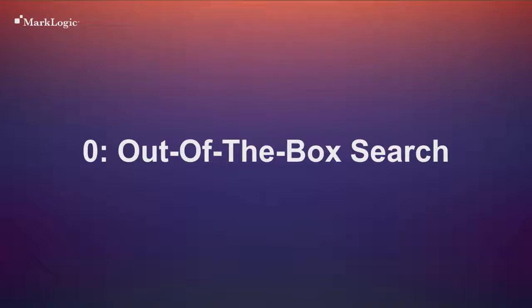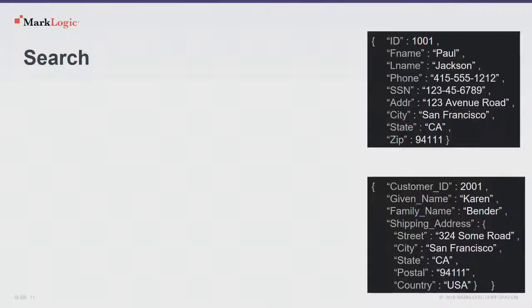So step 0, I cheated on the 7 steps a little bit. There's a step 0. Step 0 is out-of-the-box search. So before we start improving on what we've already got out of the box, we've already got the capability to do search. So here we've got 2 customer records. You'll notice that they both describe customers, but they call the fields different things, and they have different structures. We want to find Paul, so we're going to search for all the customer records that contain Paul.